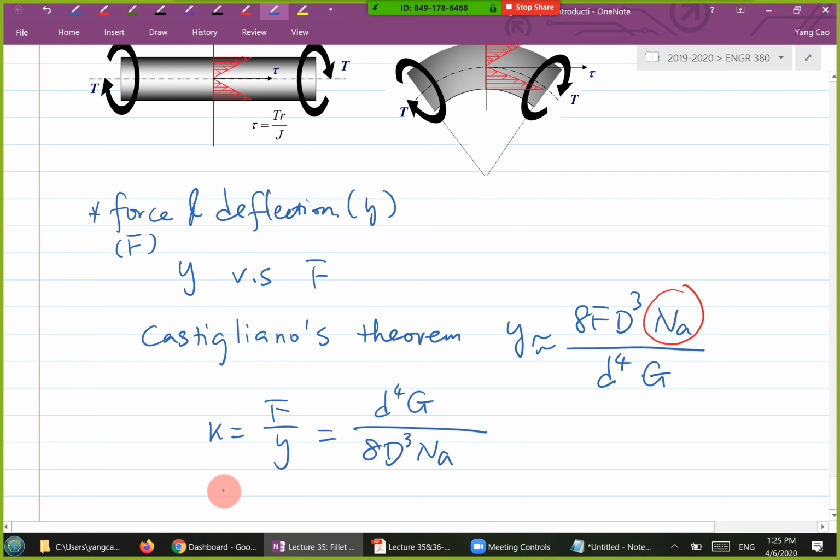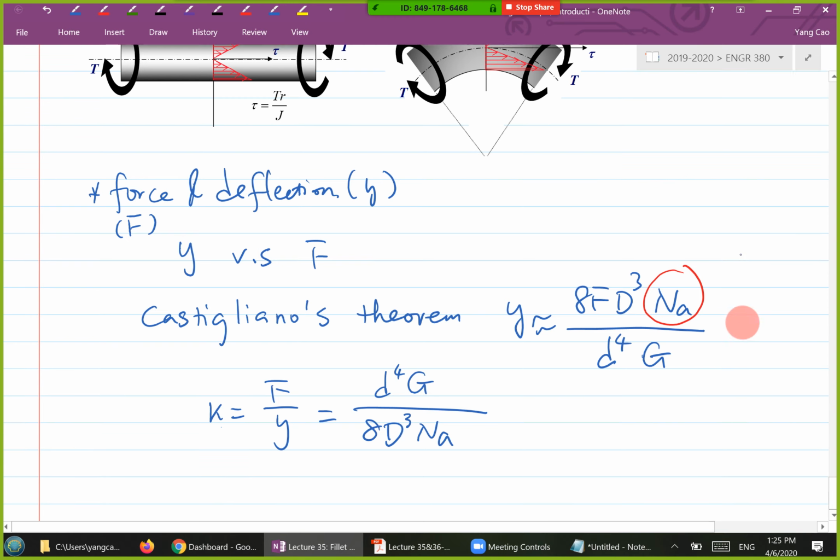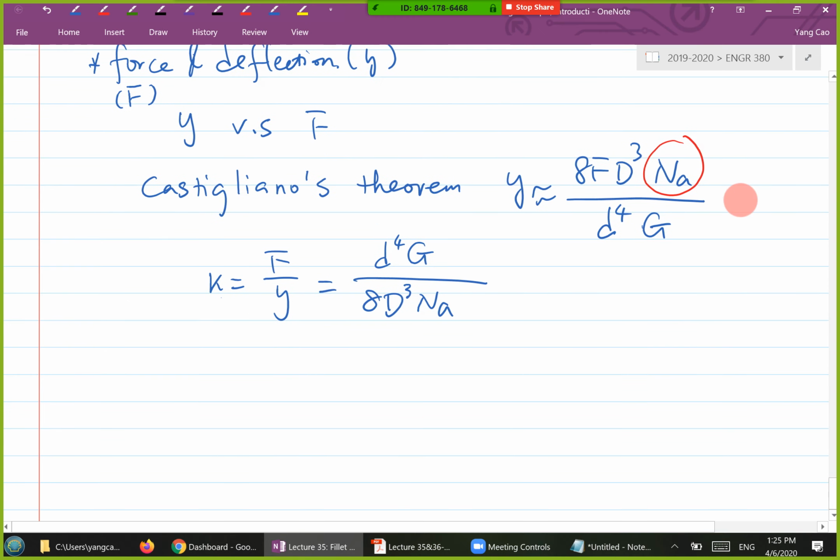Okay, so I think we're going to stop here, and then we're going to look at the springs in the next lecture. Then we'll look at an example. So that will be it for this term.